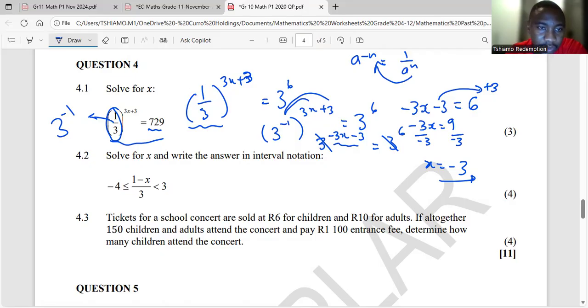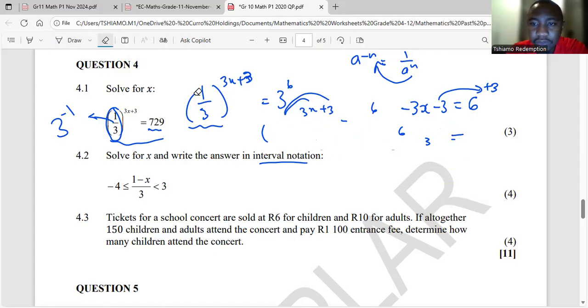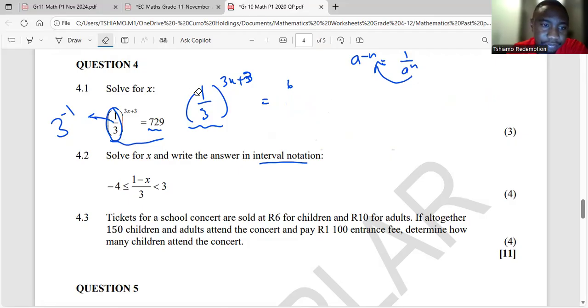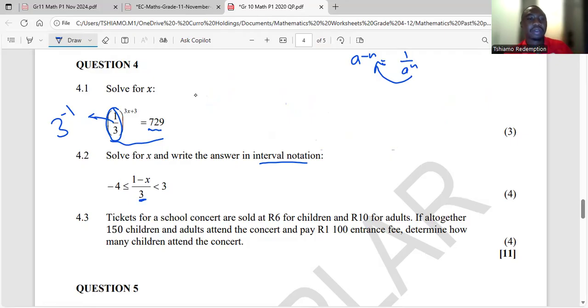Okay, let's look at this question. Solve for x and write the answer in interval notation. Okay. So here, how would you solve for x? The first thing to do is to get rid of the fraction, so multiply everything by -3.